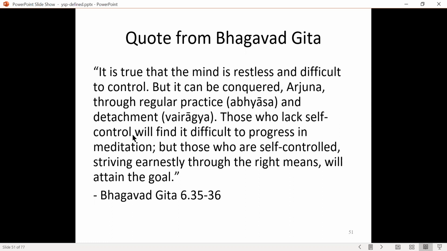Those who lack self-control will find it difficult to progress in meditation. But those who are self-controlled, striving earnestly through the right means, will attain their goal. Okay, so nobody says it's easy. Patanjali doesn't say it's easy. Bhagavad Gita doesn't say it's easy. The Upanishads say it's not easy. But hey, if you don't make a start, you'll never get there. So we have to make a start.